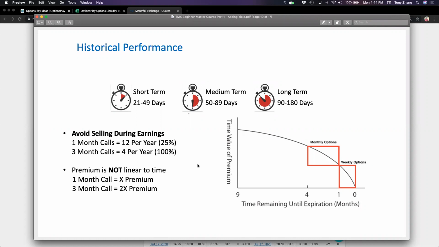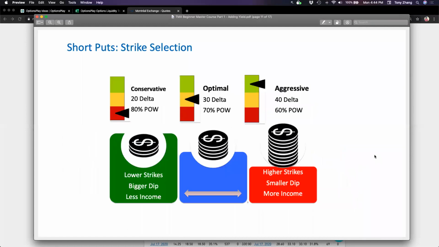So I want to make sure that that makes sense to everyone before I move on. Why it makes sense to sell shorter dated options, please type 3 into the chat window if selling short dated options more frequently makes sense to you as to why that adds up to more income for you at the end of the year. Okay, perfect. I see lots of 3s.